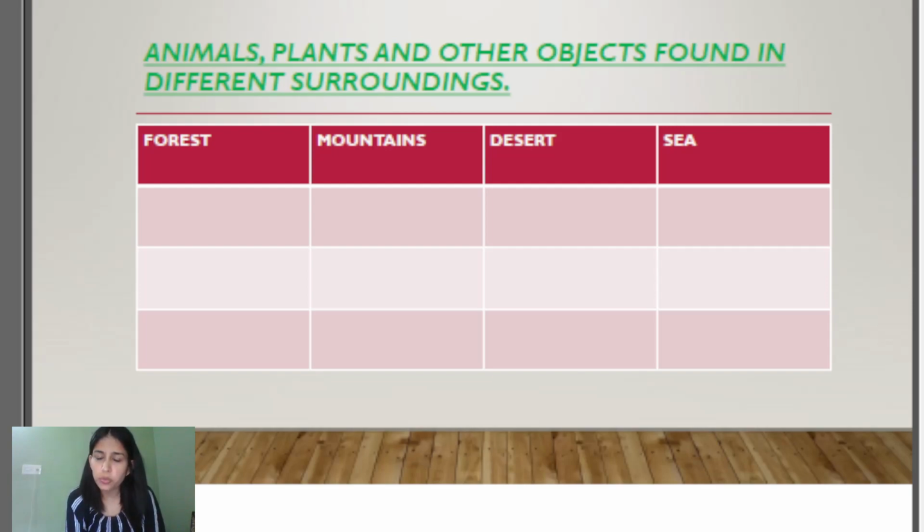If we talk about forest, then elephants will be there in the forest. Is it according to you? Elephants will be there, then snakes will be there. On mountains and forest, rabbits will also be found. So these are the different types of organisms found in different habitats. So we'll be moving forward.